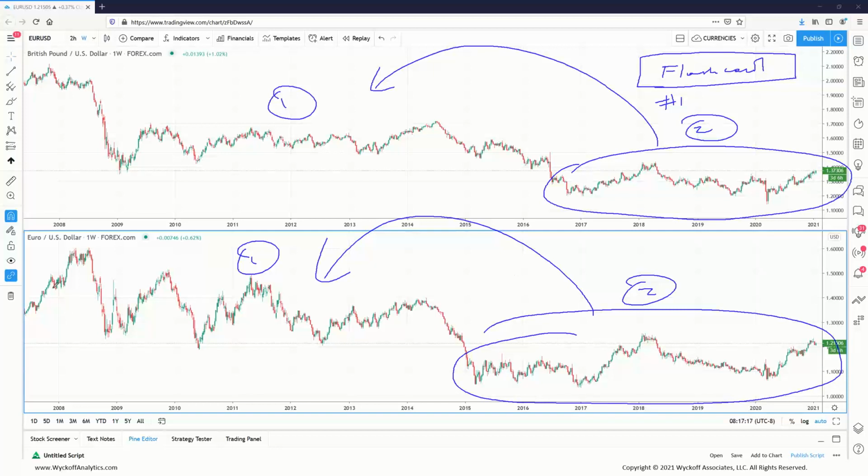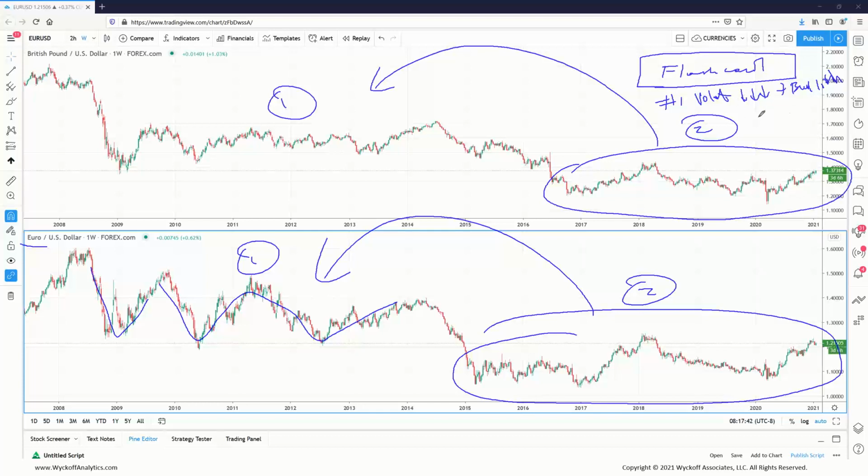First of all, when we look at the euro, and we're looking at the volatility of the swings of the first structure relative to the volatility of the swings of the second structure, we're going to say that volatility diminished, and diminished significantly. So this is a bullish sign that shows that there is less selling.